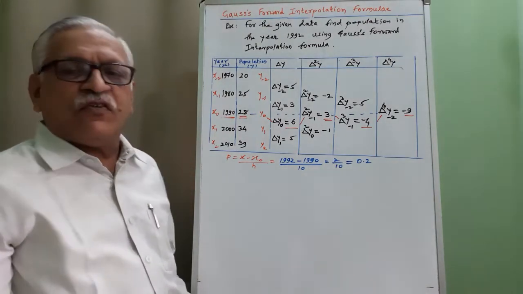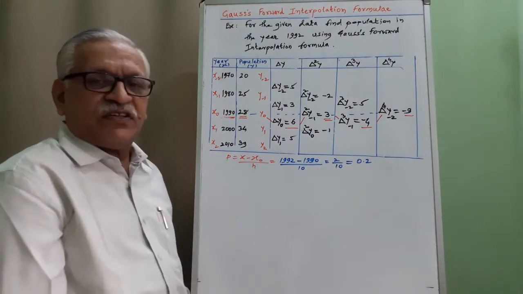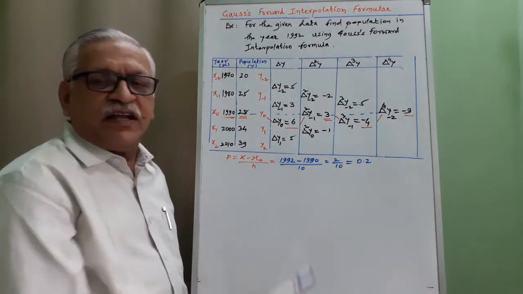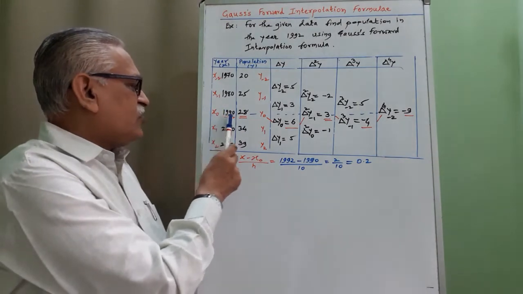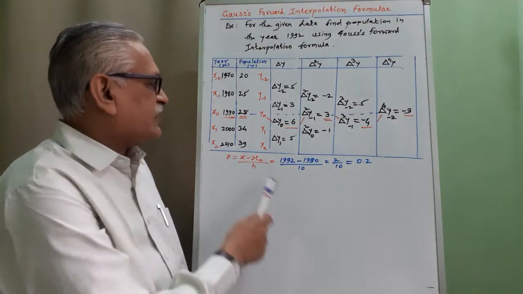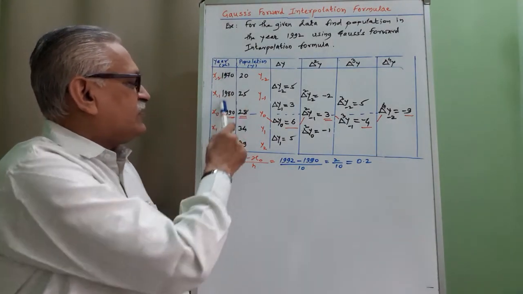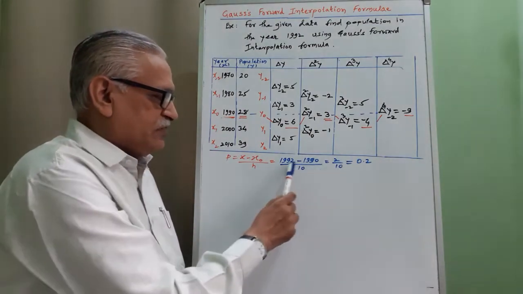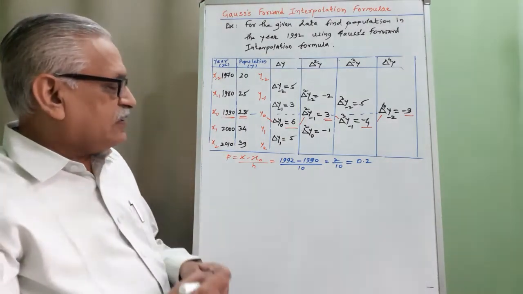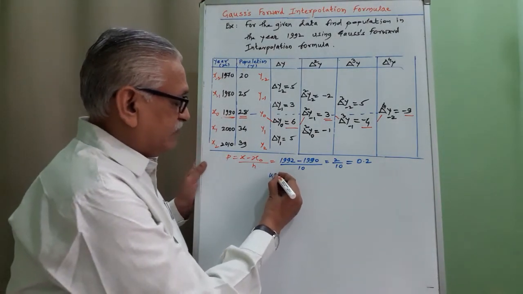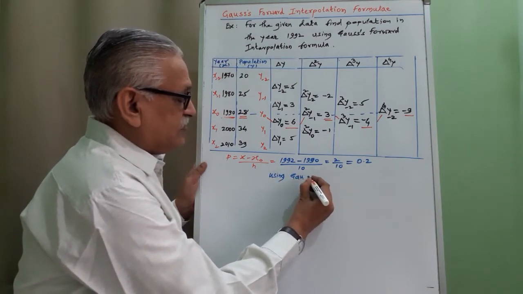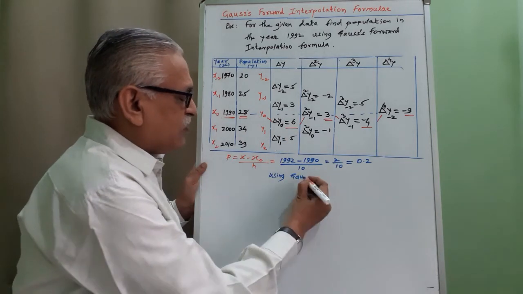where the value of p is given by x minus x0 by h. X, where we require to find the population, that is year 1992, minus x0, we consider this value of x0 as 1990, and divided by h, the difference between those values, is 10. Therefore, it is 2 by 10, we get that value as 0.2. And then applying Gauss's forward difference interpolation formula.